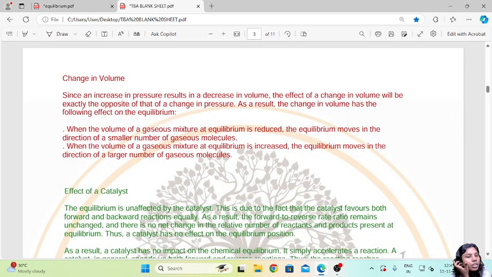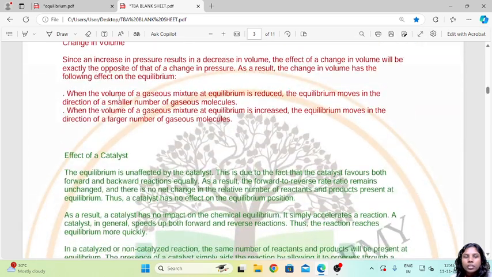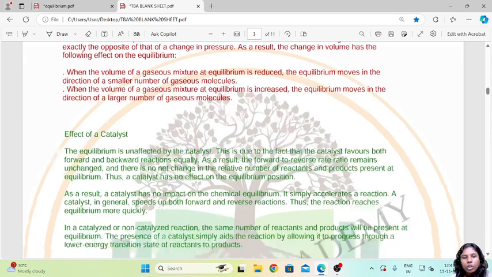Next, we have the change in volume. Since an increase in pressure results in a decrease in volume, and this relation we already know, the effect of change in volume will be exactly the opposite of that of a change in pressure. So whatever effect you saw here will be exactly the opposite over here. When the volume of gaseous mixtures at equilibrium is reduced, the equilibrium will move towards the side which has fewer gas molecules. And if you increase it, it will move towards the direction which has the larger number of gas molecules.